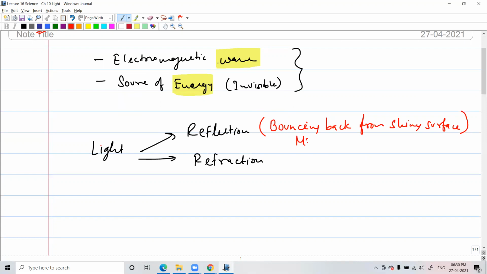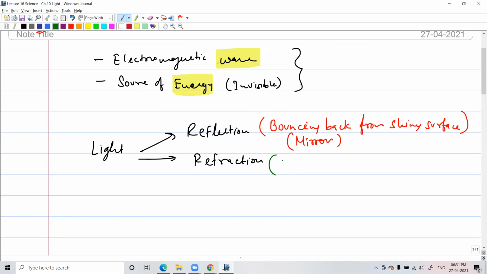Of course, this is about mirrors. We will be studying about mirrors in this reflection. Then, anybody knows what is refraction? When light passes through something and changes its direction, like that, sir.